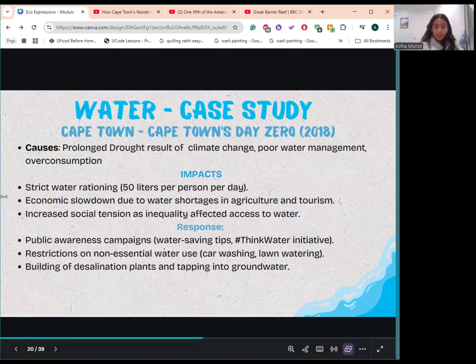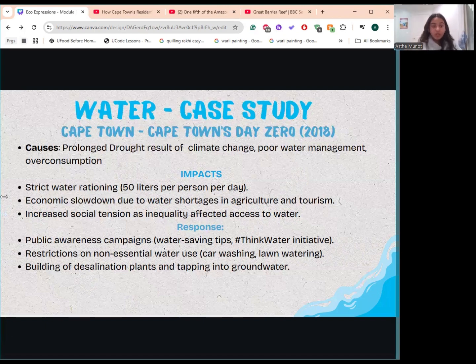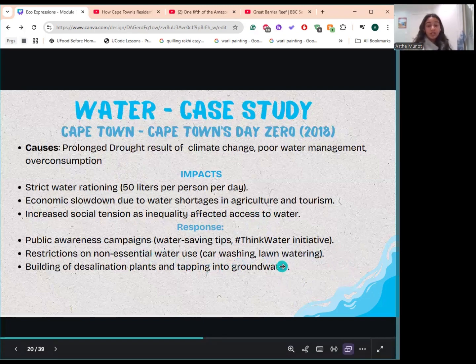So what did Cape Town do to combat this issue? There were a lot of public awareness campaigns, showing people how to save water and tips they can implement. And then the Think Water initiative. Then there were also restrictions on non-essential use of water. So people were restricted from car washing or lawn watering. This wasn't as essential as providing water for the people in the city. So these were secondary, and there were restrictions on how much water could be used for that, or if any.